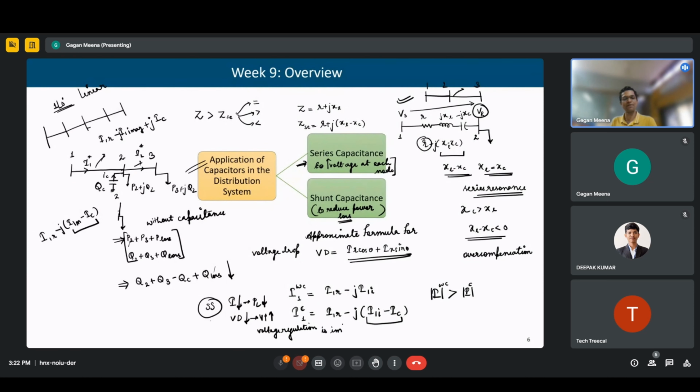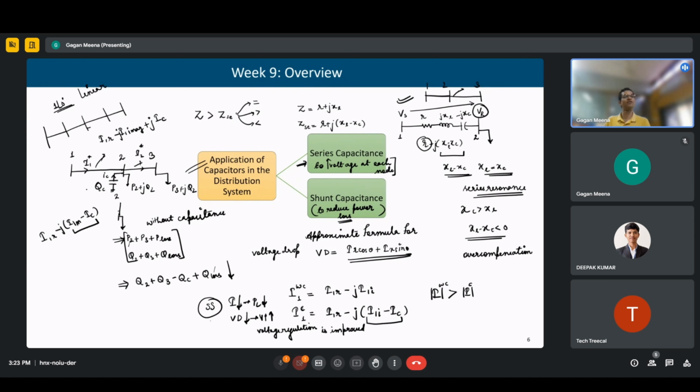But the main purpose of a shunt capacitor is not to increase voltage, it is to reduce the power losses. That is a secondary objective. The voltage improvement is there a little bit, but not that much as compared to the series. With series capacitance, there will be a lot of increase in voltage as compared to shunt.